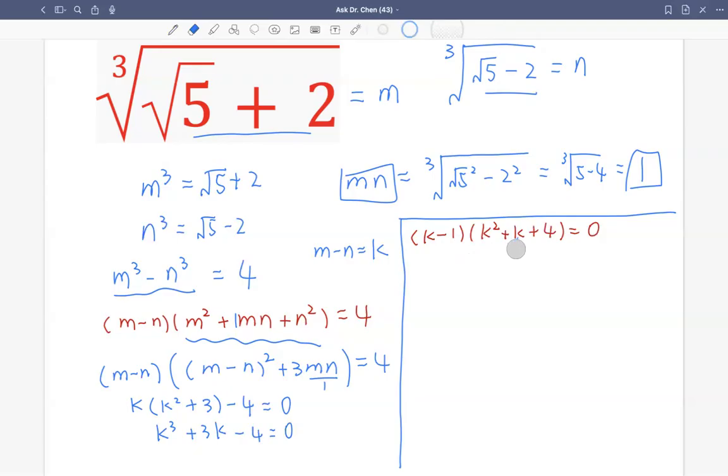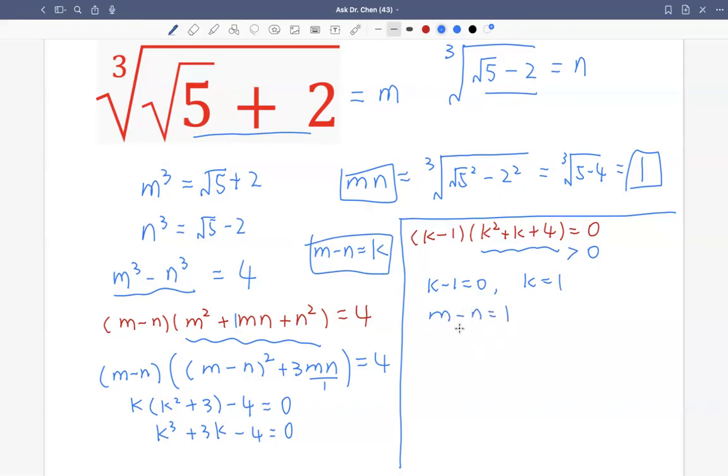Okay, now k squared plus k plus 4 in the real number system has to be greater than 0, right? It won't be 0. You can use completing the square to verify that. So using the zero product property, k minus 1 has to be 0, which means k equals 1. Remember what k is? k is m minus n. So that means m minus n is 1.